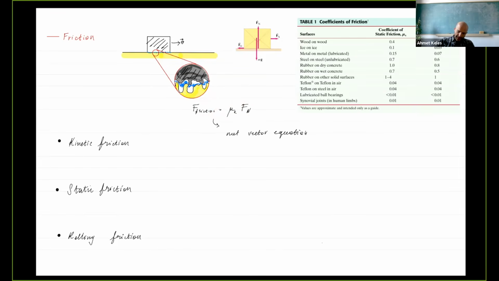So this means we need to determine the direction, because force is a vector. We need to work with vectors. I had a question. Okay. And since the motion is always in the opposite direction, we say that the friction force is in the opposite direction, right?